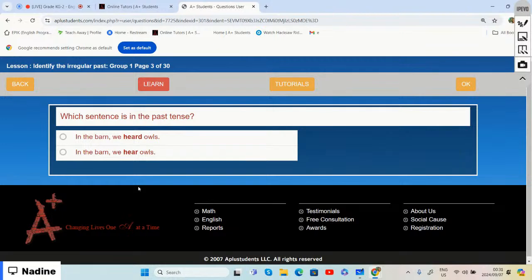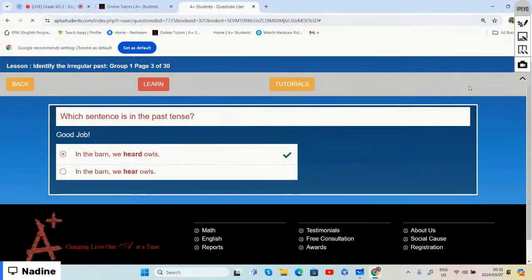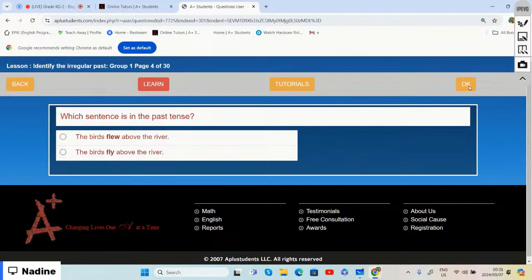All right, and if we choose the correct option, we can say, in the barn in the past, yes, we heard owls. Because remember, you hear owls now. You hear things now. You hear me talking to you now, right? That is what you hear now. But earlier on in the past, or last week or last month, you heard, right? You heard owls. So heard is correct. Yes, heard is the irregular past tense of hear.